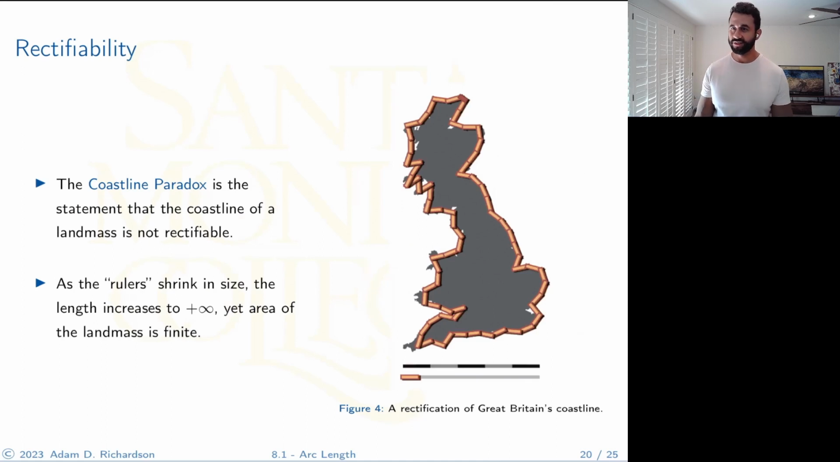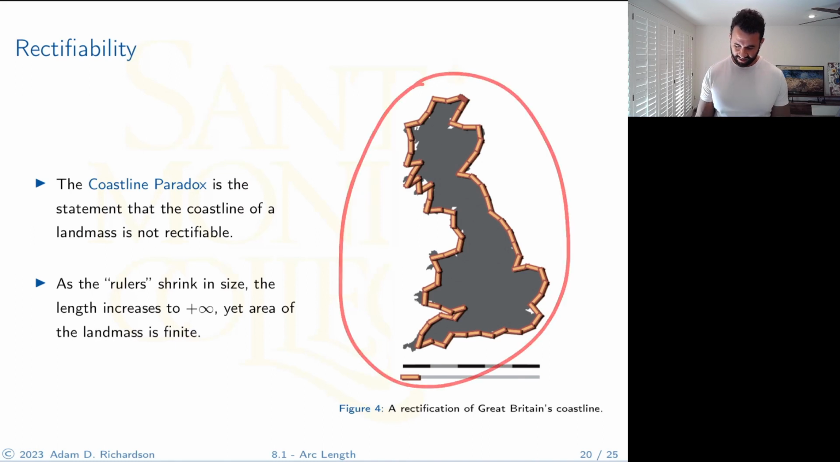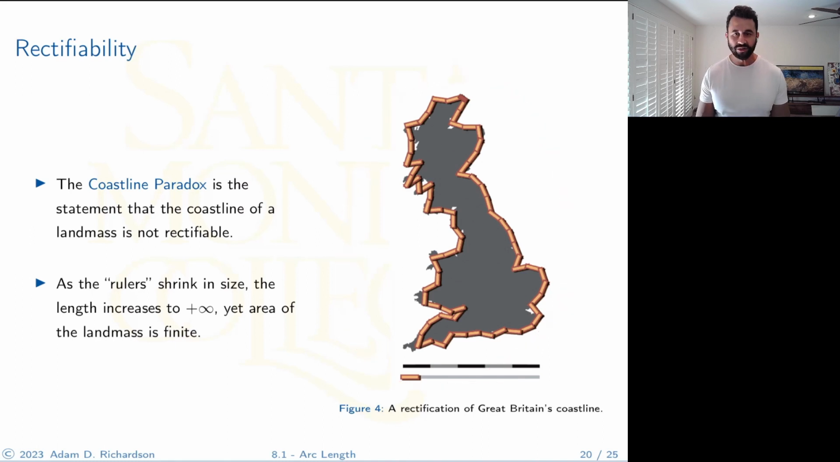Another interesting result involving rectifiability is the coastline paradox. This one's really fun to ponder. The coastline paradox is the statement that the coastline of a landmass is not rectifiable. So here's an example of Great Britain's coastline being rectified or trying to be rectified.